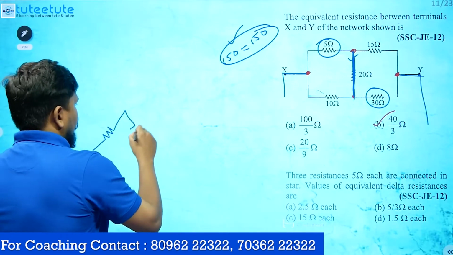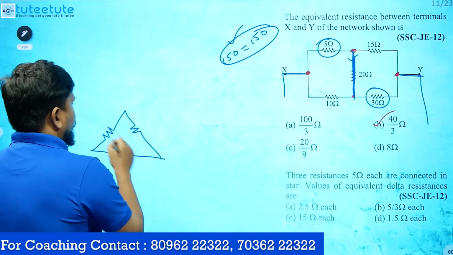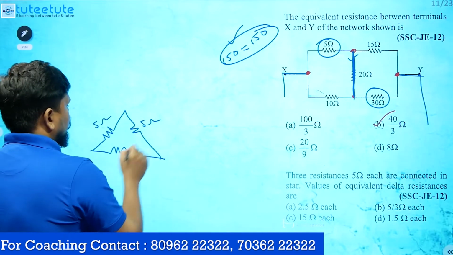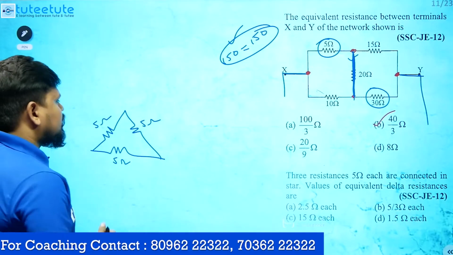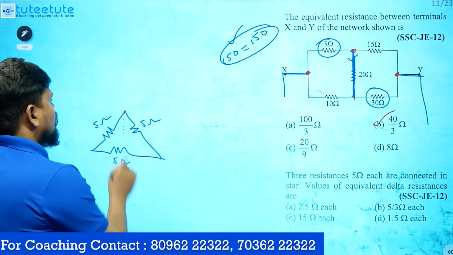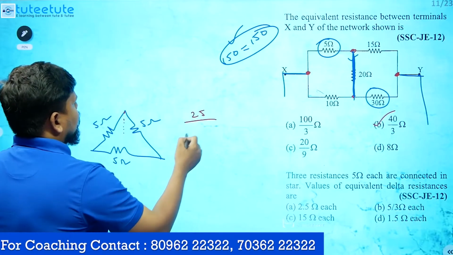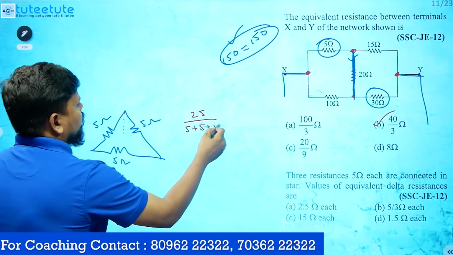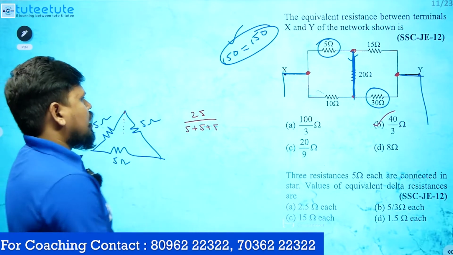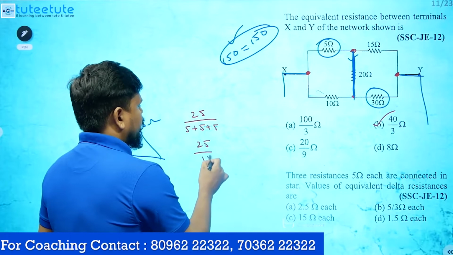Okay, so this is 5 ohms, 5 ohms and 5 ohms. If you want the resistance here, it is 5 into 5, so 25, divided by 5 plus 5 plus 5. Directly, 25 divided by 15 you will get.